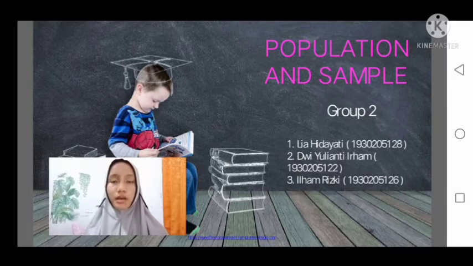Population and sample. Before we start the presentation, let me introduce our member groups. First, my name is Dwi Yuliantirham and my friends' names are Lia Hidayati and Ilham Rizki. For the first material will be presented by me.